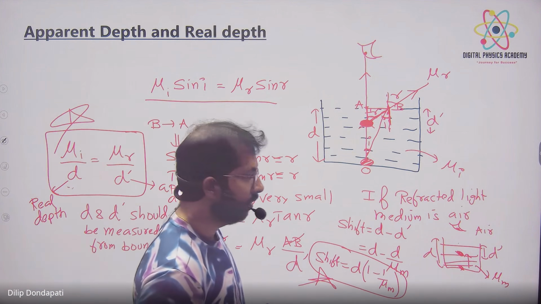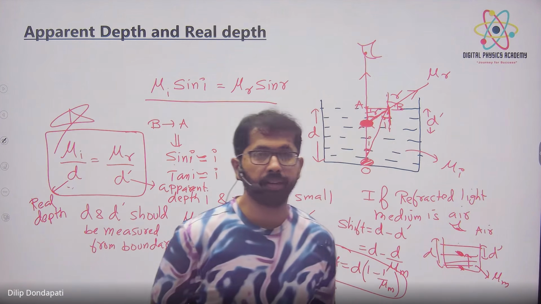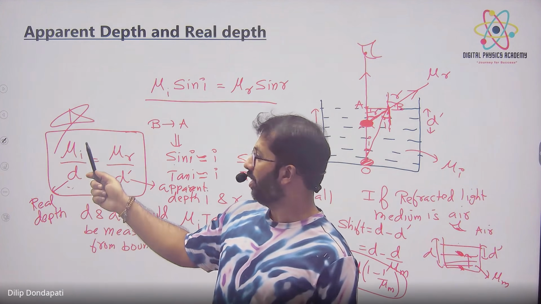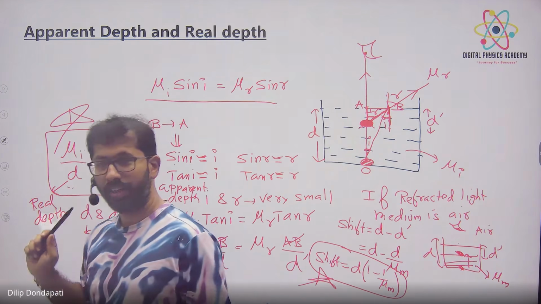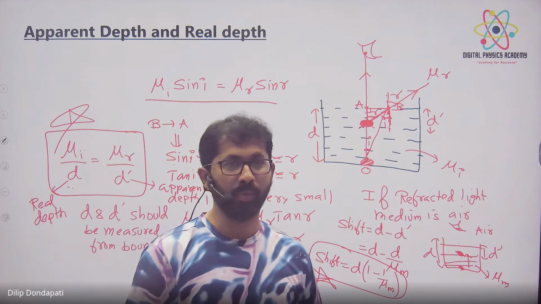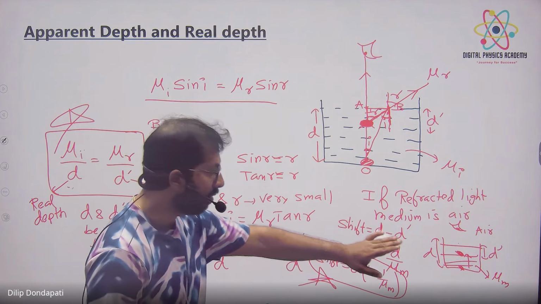Say mu I by d dash is equal to mu R by d. Actually, mu I by d is equal to mu R by d dash. And the shift formula is d into 1 minus 1 by mu m, where mu m is the refractive index of the medium.